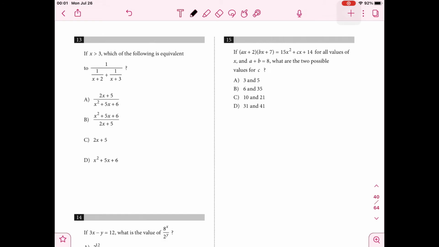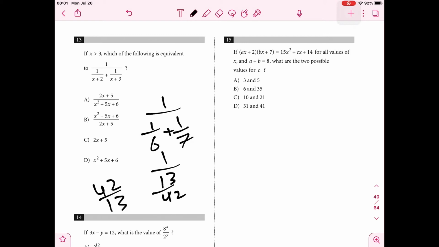Am I going fast enough? I don't even remember. If x is greater than 3, which of the following is equivalent to 1 over... Okay, so we're just going to say x is 4. So that's 1 over 1/6 plus 1/7. So 42 base, so that's going to be 7 plus 6, so that's 13 over 42 over 1. I kind of forgot how this works, but I think it's just 42 over 13. So now I just see which one gives me 42 over 13, I guess.